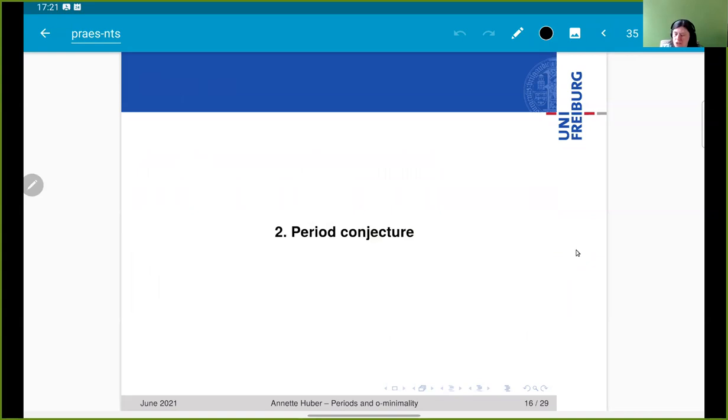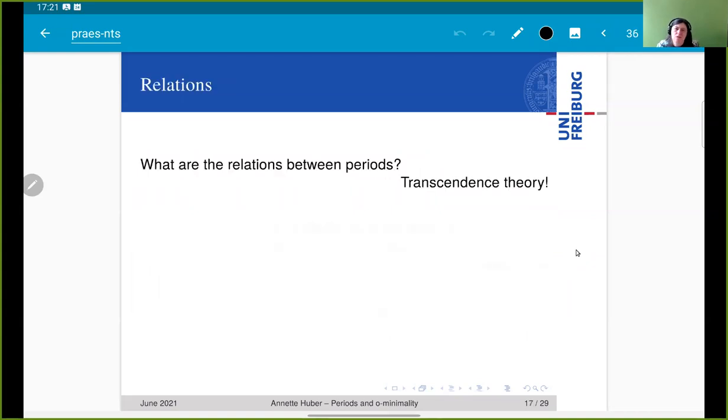So let's talk about the period conjecture a bit. So this is really the question. Now we have all these interesting numbers, these period numbers. The question is, what are the relations between them? So that's really a question of transcendence theory. For a complex number to be transcendental means to be algebraically independent of one, or linearly independent of one over Q-bar. So there are these different points of view. But transcendence theory, first asking whether a number is transcendental, and then later on asking what are the relations between these numbers, this really is transcendence theory.